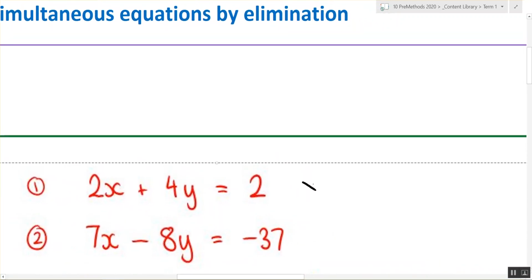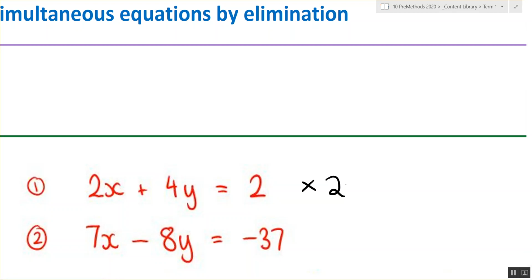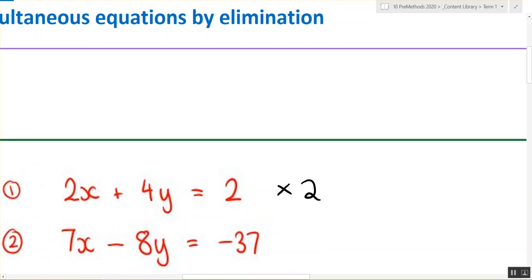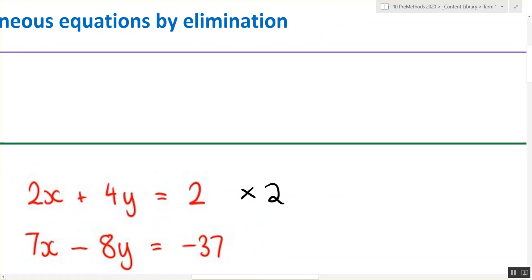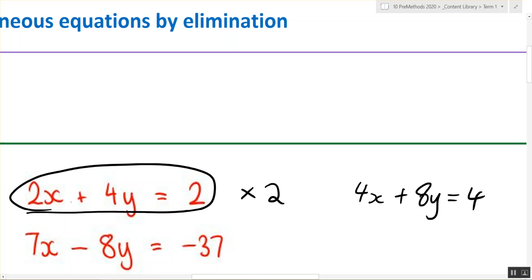So sometimes, when we do elimination, we have to multiply one of the equations by something. Because it's an equal sign, right? It's like a balance. So if I'm going to multiply something by 2, I have to multiply everything in the equation by 2. Otherwise, the equal is not going to be balanced. It's not going to be equal. Does that make sense? So the new equation 1, what is that? 4x plus 8y equals 4. So I've multiplied everything by 2.